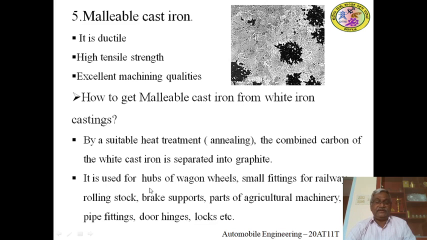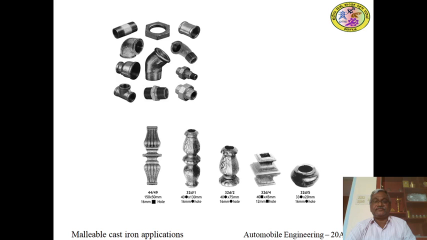This malleable cast iron is used for making hubs of wagon wheels, railway rolling stocks, brake supports, agricultural machineries, pipe fittings, door hinges, locks, etc. Here some of the components of malleable cast iron are shown.